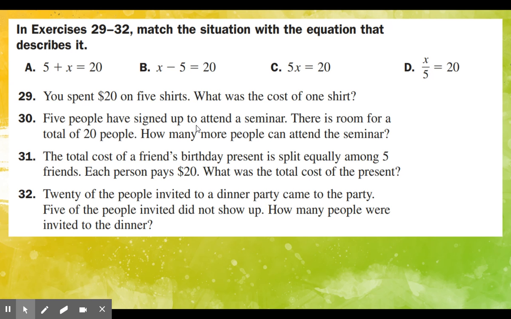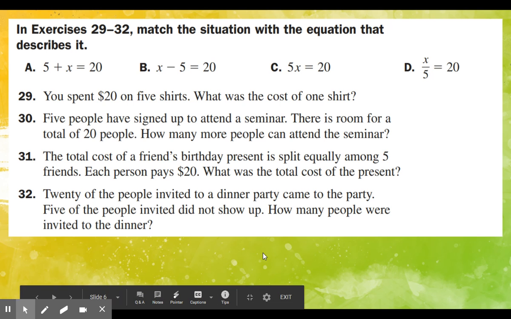All right, number 32. 20 of the people invited to a dinner party came to the party. 5 of the people didn't show up. How many people were invited to the dinner? We all know it's B, don't we? Because it's the process of elimination. So some number subtract 5 equals 20. So how many people were initially invited? No, 20 people came. 25 was the number of people invited, and then 5 didn't show up, so only 20 were in attendance.